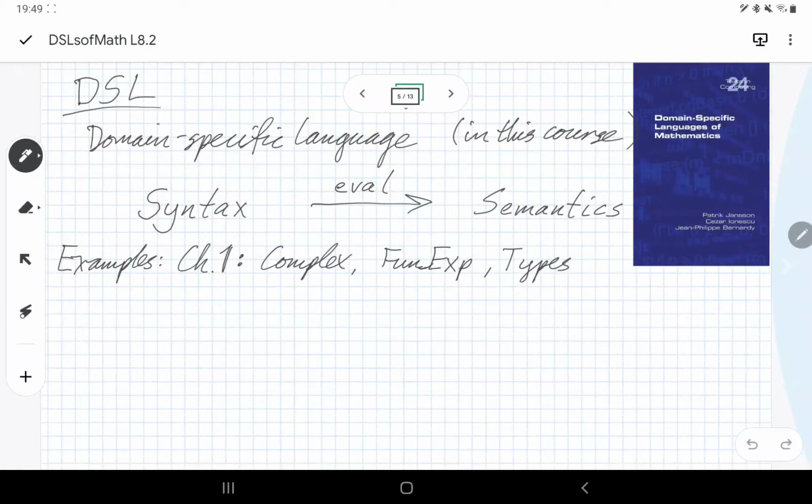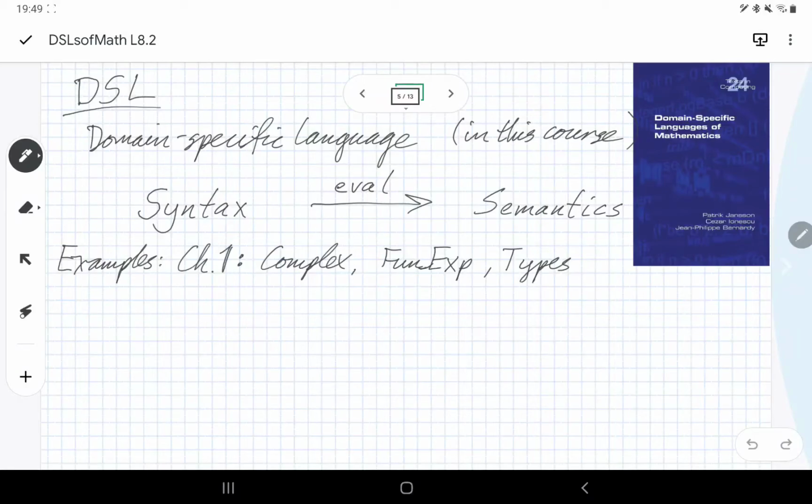Okay, time for the last part of the last lecture of the domain-specific languages of mathematics course for the 2022 instance. So I thought I'd end with a bit of an overview of what the domain-specific languages we've been looking at, or what domains have we been looking at languages for in this course.